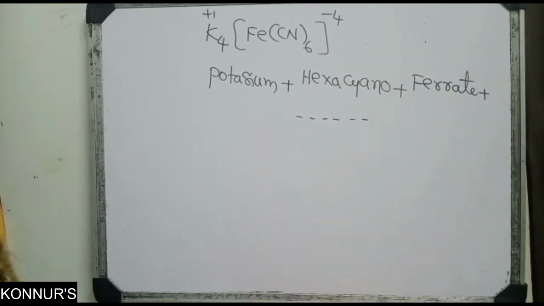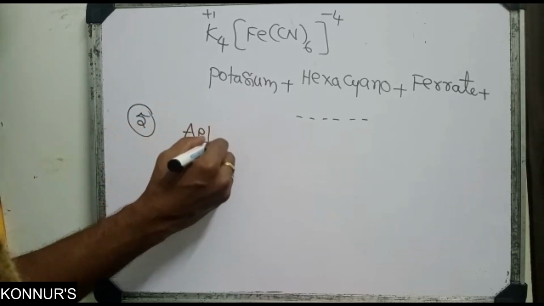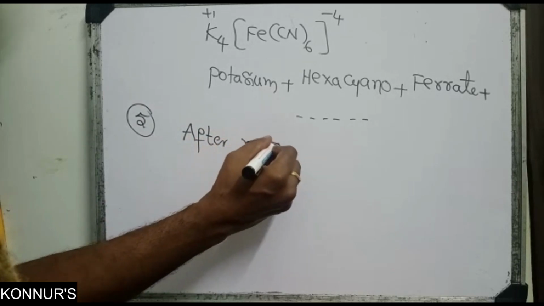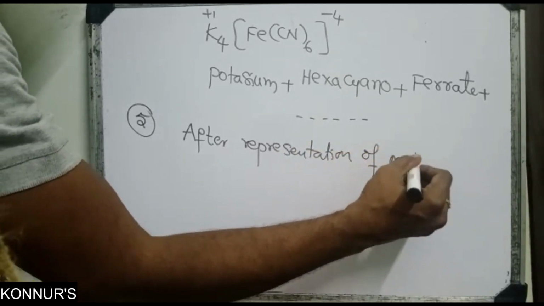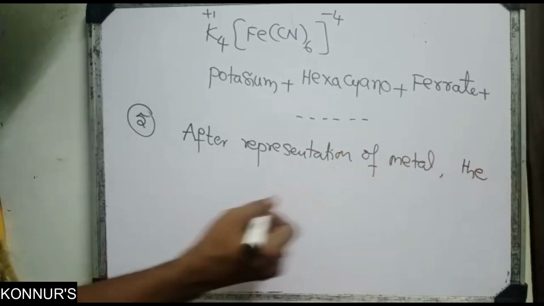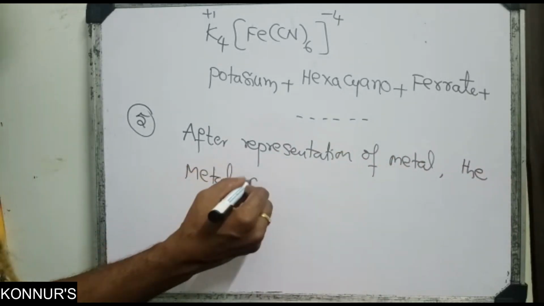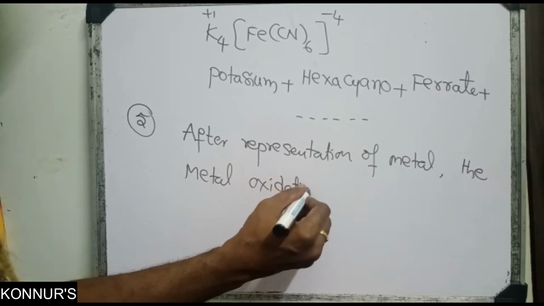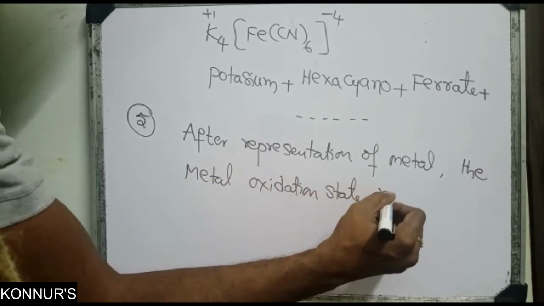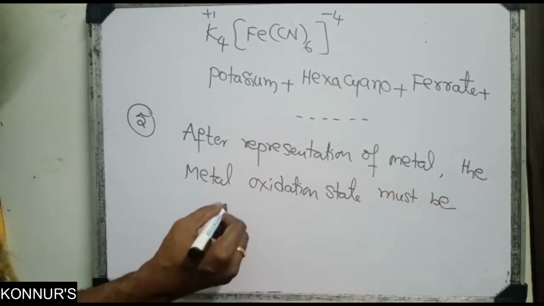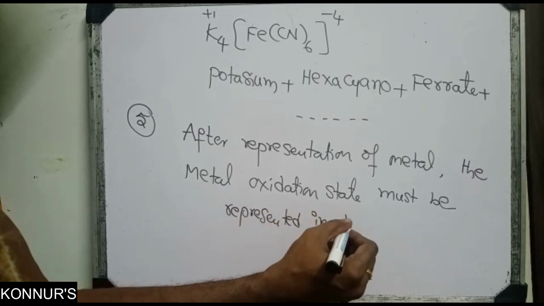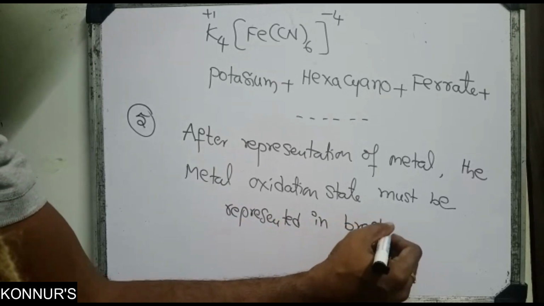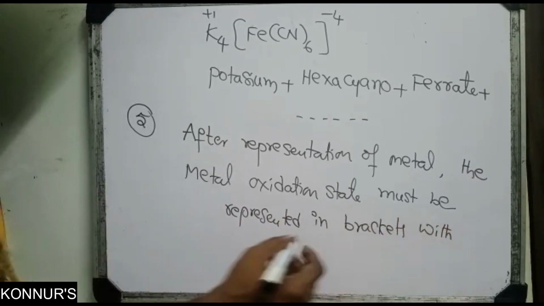Next, the fifth point. After representation of metal, the metal oxidation state must be represented in brackets with Roman letters.